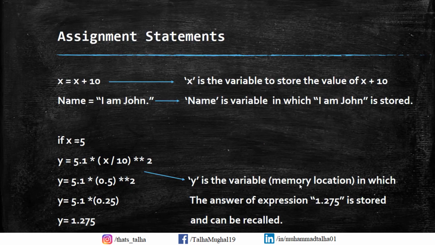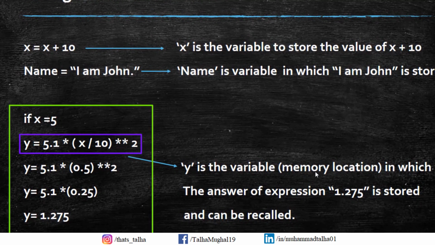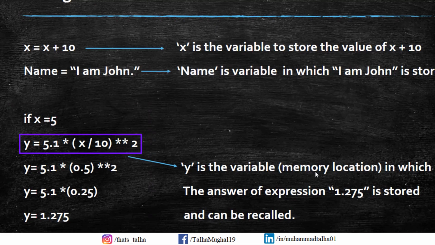Now let's look at more examples of assignment statements. Here on the left hand side, X is the variable to store the result of X plus 10. Name is a variable in which "I am John" is stored, and it can be recalled whenever we need it. Look at this example. Here y is equal to 5.1 multiplied by X divided by 10 raised to power 2. Here y is the variable, which can also be referred to as a memory location, in which the answer of the whole expression, which is 1.275, is stored and can be recalled wherever we need it.